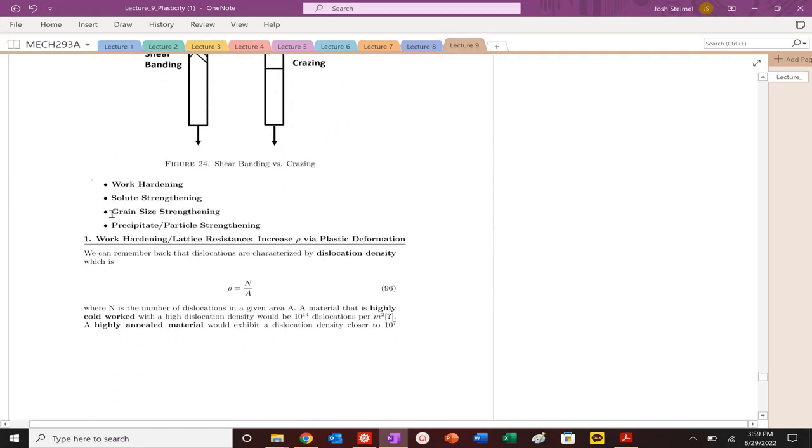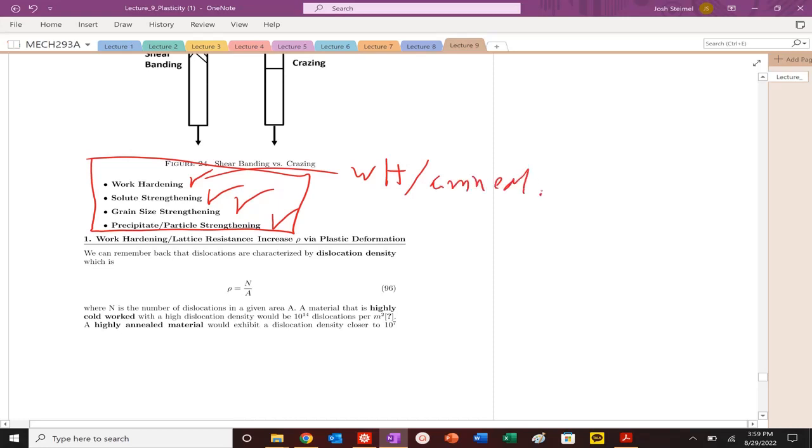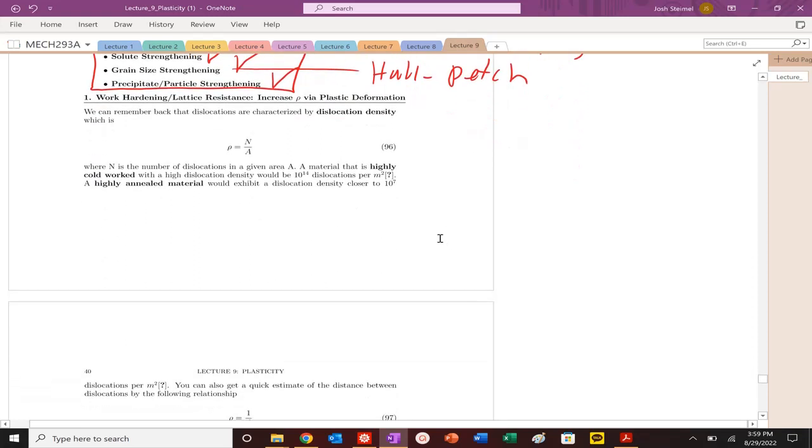So we're going to talk about four mechanisms: work hardening, solute strengthening, grain size strengthening, and precipitate or particle strengthening. So work hardening, or combined with annealing. When you work harden or when you anneal, you also change the grain size of your material as well. So those are interconnected phenomena. Grain size strengthening is also called Hall-Petch, basically a mechanism as well.